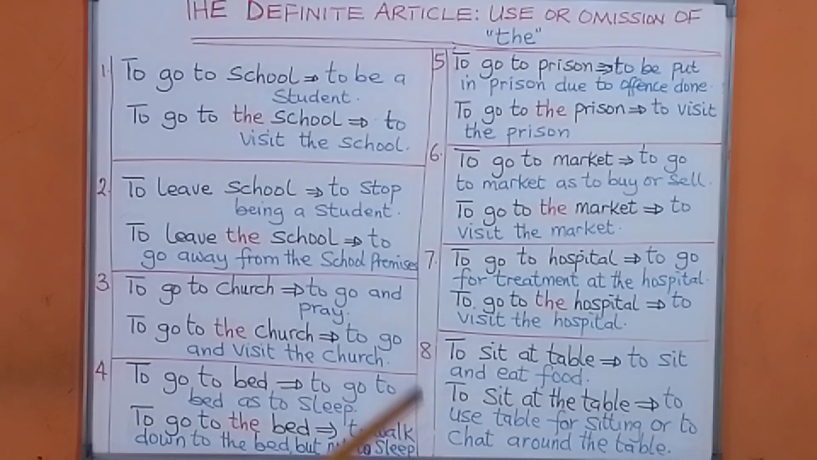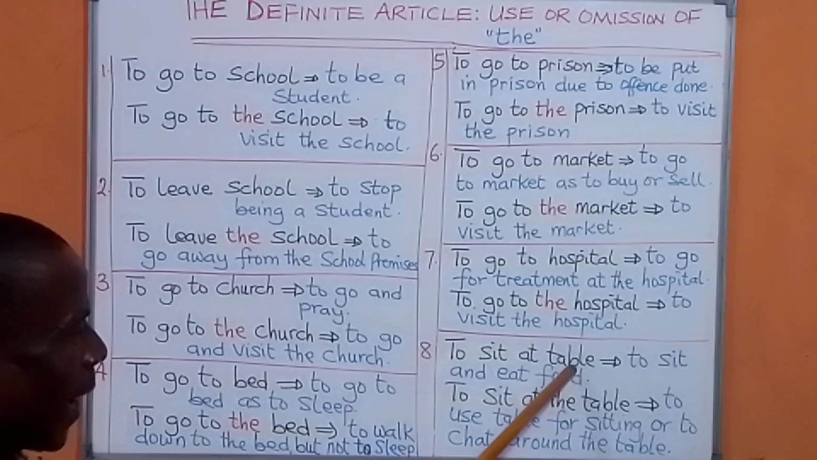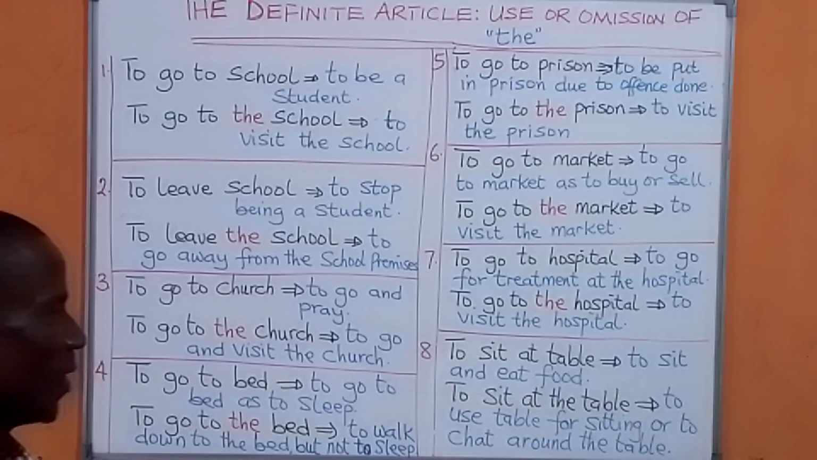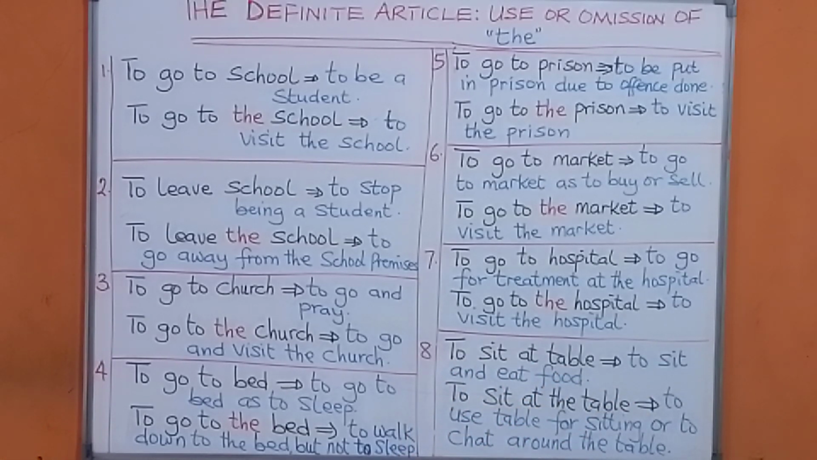You see the article there, how it can change the meaning. To go to hospital, to go for treatment at the hospital, especially when you are sick. But to go to the hospital means to visit the hospital, to visit that hospital facility, not necessarily for treatment. Number 8, to sit at table means to sit in order to eat.